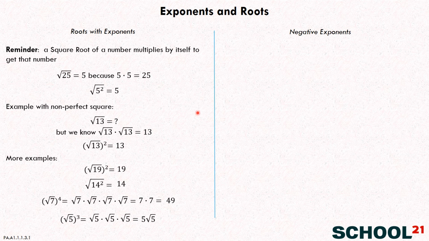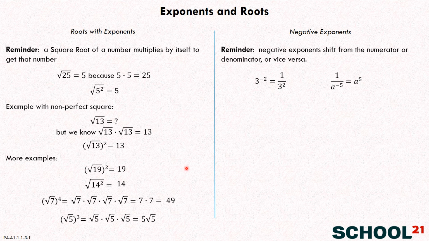Okay. Now, let's do a quick review of negative exponents so that we can work with some of this same stuff with negative exponents. We won't explain why, but let's just remind ourselves of a rule. Negative exponents shift something from the numerator to the denominator, or the other direction, from the denominator to the numerator. So for instance, 3 to the negative 2 is the same as 1 over 3 to the 2nd power. Do you remember this rule? Yeah. Okay. And similarly, if we have 1 over a to the negative 5, that's just a to the 5 over 1, or just a to the 5.